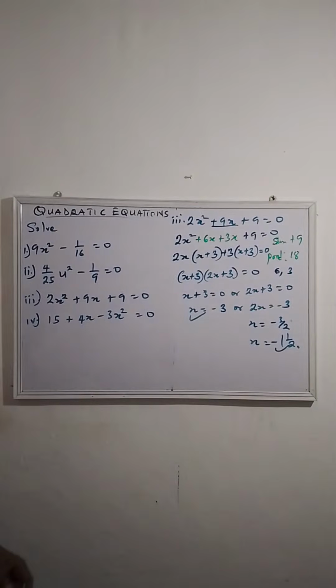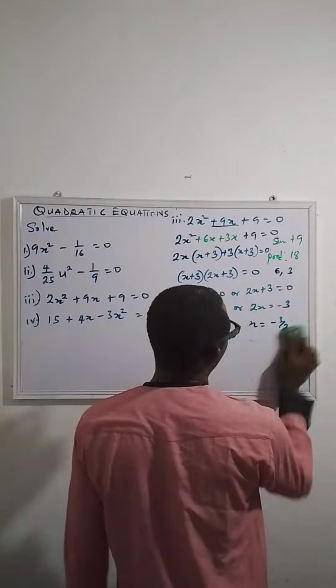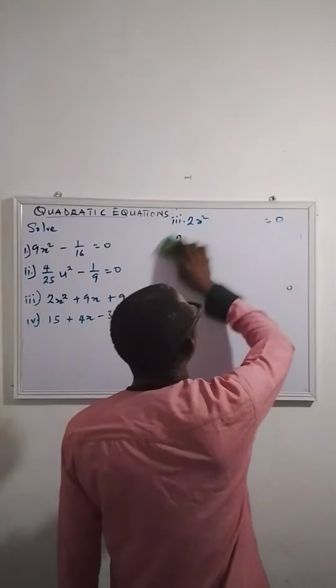So the two answers are this and this. I hope you get that. All right, now let's look at the last one here. The sum and product.